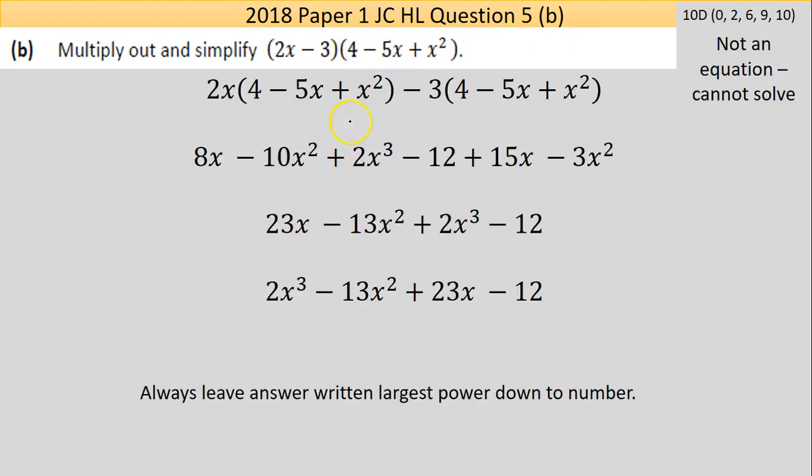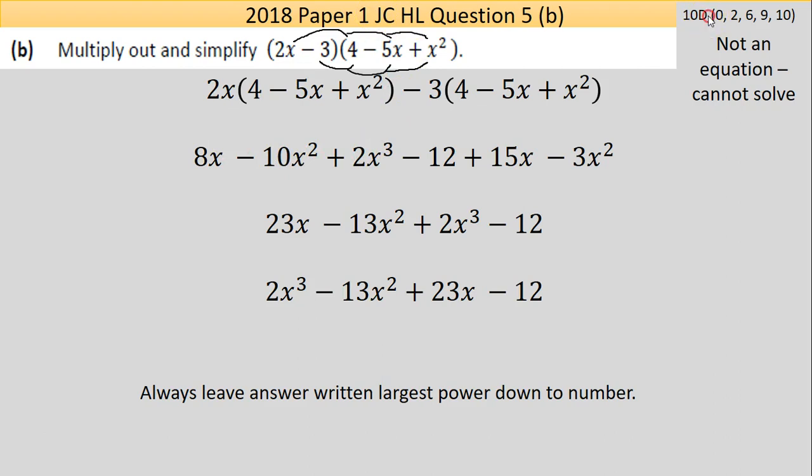So let's go to the answer. Okay, now usually with a method like this, it's a 2-term bracket by a 2-term bracket, which is very, very common, but also the most common mistake or error that I see. And you have to basically remember that the 2x needs to multiply by all 3 terms in the second bracket. The second term here, the minus 3, needs to multiply again by all 3 terms. As long as you do that and do that correctly, you'll have your answer.